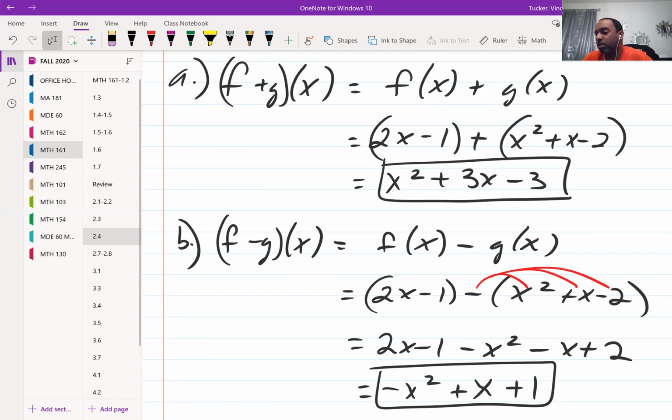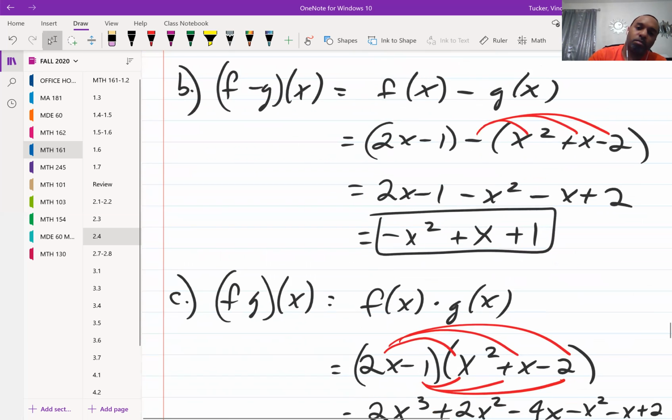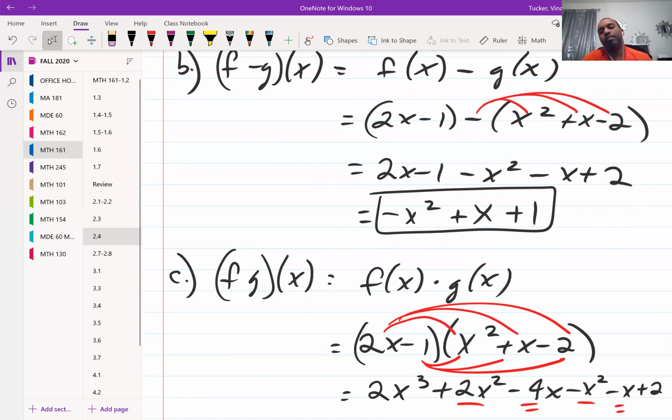All right. Questions? Any questions? Next one, multiplying them together. f times g of x. So that's going to be 2x minus 1 times x squared plus x minus 2. So you would distribute each term from the first parentheses into each term of the second parentheses.